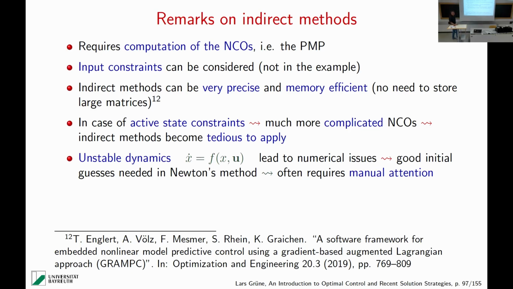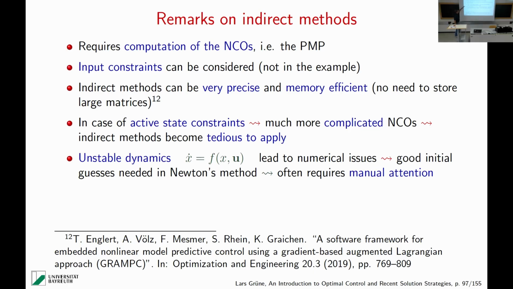Maybe you're asking why you call it indirect? It's indirect because we first set up the optimality conditions and then discretize the problem. So it's first optimize, then discretize. This is what is called indirect. And direct would be the other way around. I will come to that in a minute.